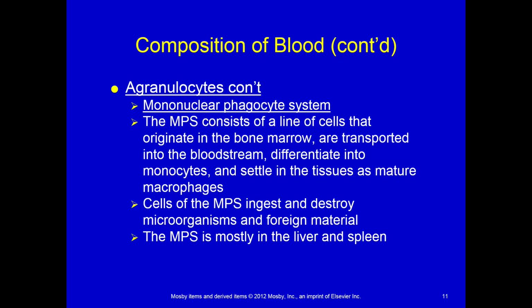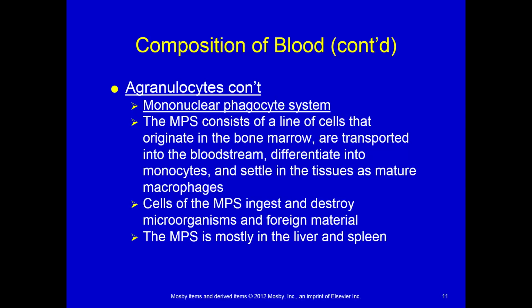Now, also when discussing agranulocytes, I want to talk a little bit about this mononuclear phagocyte system, which I mentioned a couple of slides ago. Oftentimes you'll hear the mononuclear phagocyte system referred to as MPS. What it basically is, is a line of immune cells that originate in the bone marrow, are then transported into the bloodstream and differentiate into monocytes, as we just mentioned, and settle in the lymphoid tissues as mature macrophages. Okay, so I just said that. But what then do they do? What is the role of some of these cells that we've already talked about?